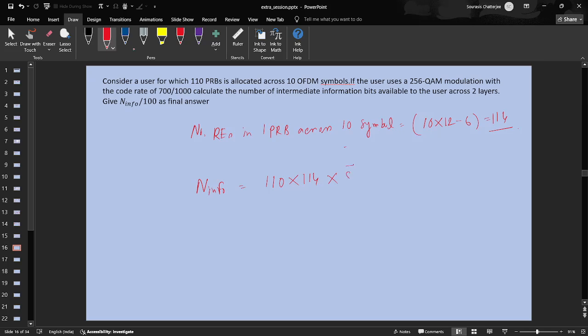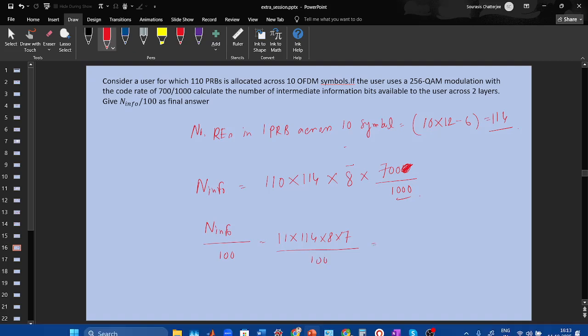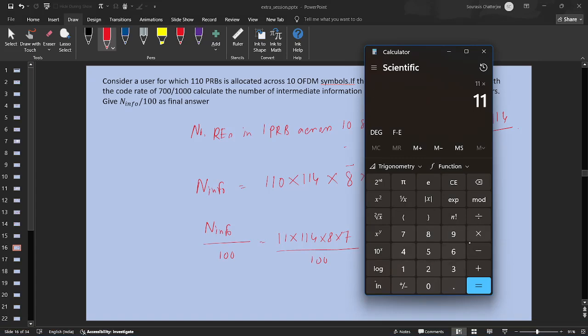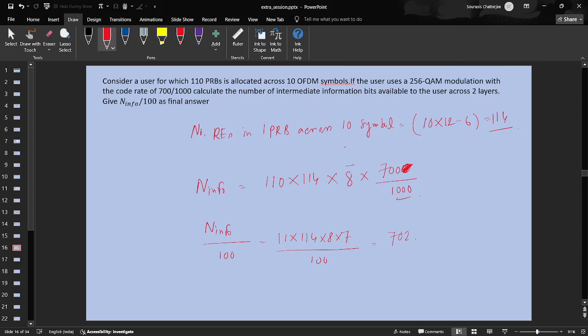into 8 for 256 QAM, into 700 to 1000. So if we are supposed to find N info over 100, it's 110 into 114 into 8 into 7 divided by 100. So it's 702.24.